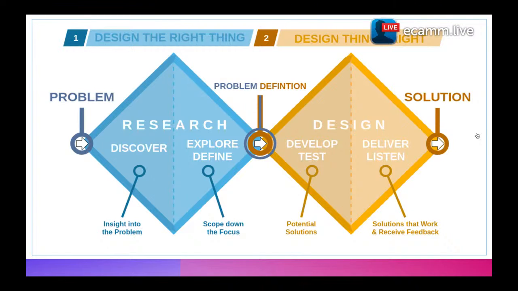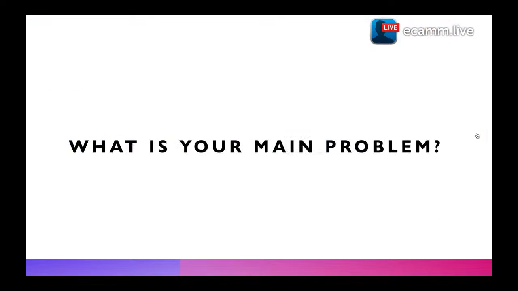So it firstly branches out, then it focuses. From that focus point, it branches out again, so you explore all options. And then again, you focus it to be able to deliver a simplified solution. But the first thing that you want to ask is, what is your problem?